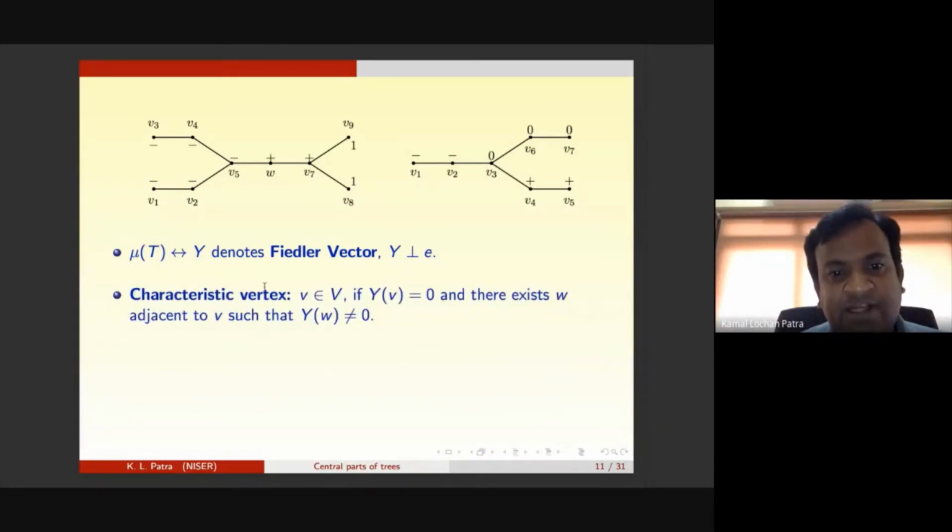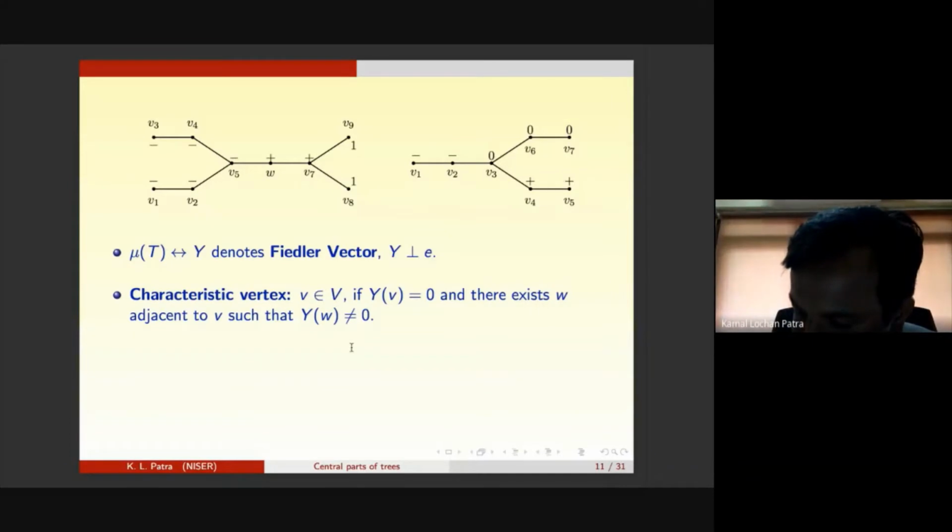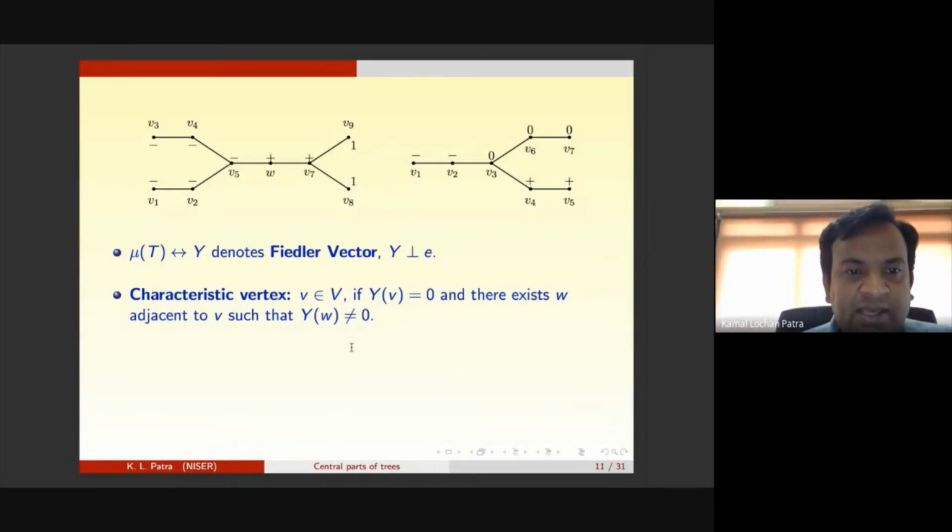The characteristic vertex we define as follows: you take a V belonging to the vertex set, and Y is a Fiedler vector. If Y(V) equals 0, where Y(V) means the component of that eigenvector associated with the vertex V, and there exists a W adjacent to V such that Y(W) is not equal to 0, we call the vertex V a characteristic vertex of T.